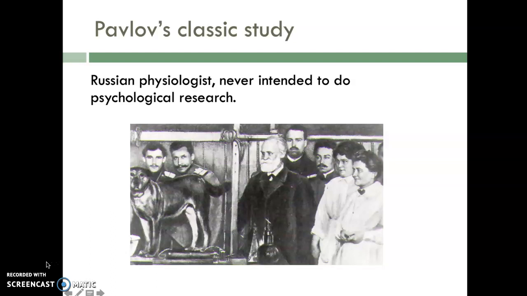He was studying digestion in dogs in the early 1900s, and he accidentally discovered conditioning. So what Ivan Pavlov did was he placed a tube in a dog's mouth to collect saliva. And then he placed some meat powder in the dog's mouth, which naturally produced salivation.